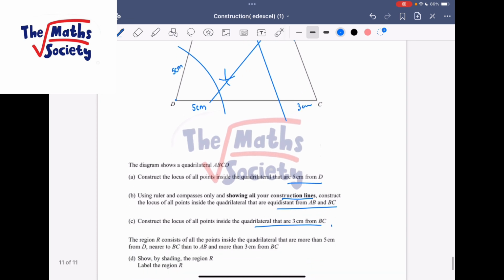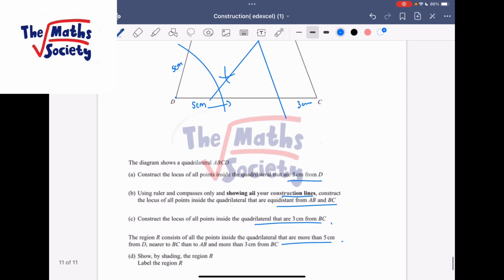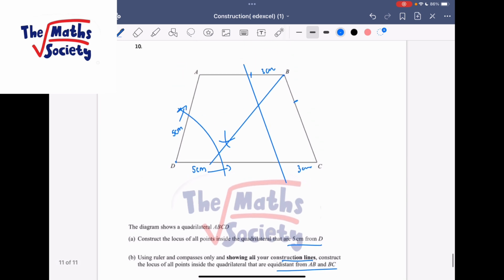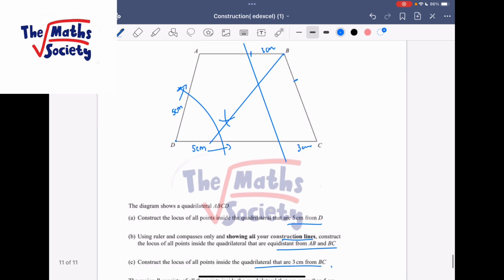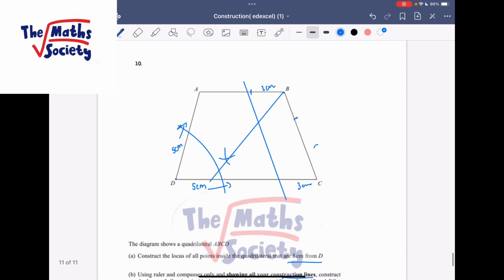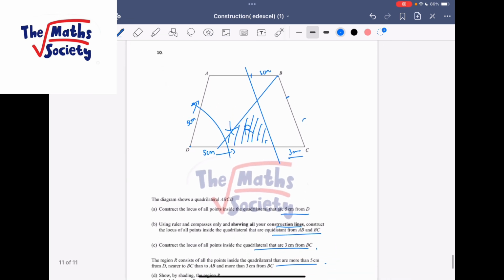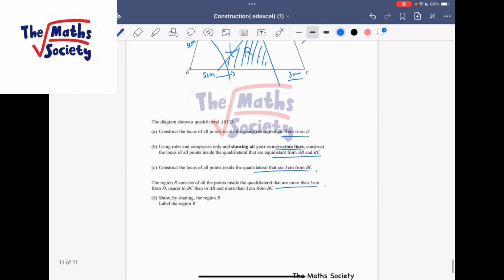They say that region R considers points that are more than 5 cm from D, which is this part, or that way. Nearer to BC than to AB, so basically closer to this way. And then more than 3 centimeters from BC, so that basically would be here. It has to be more than 3 cm because we know it's 3 centimeters here. And you just label it R. And that's pretty much it. Yep, shading the region R.